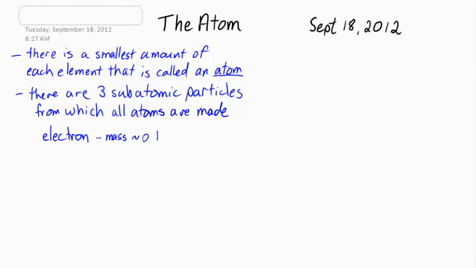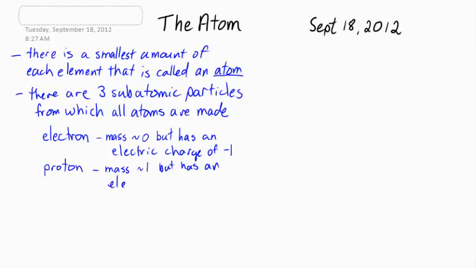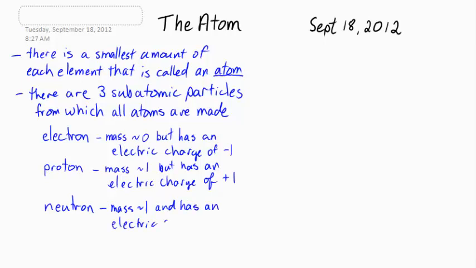These atoms are composed of electrons, tiny particles whose mass is almost zero, but which carry an electric charge. Protons have a mass of, well, let's just call it 1, but it has an electric charge of +1, and a neutron has a mass the same as the proton, or almost the same, so we call it a mass of 1. It has no charge at all, or a charge of 0.